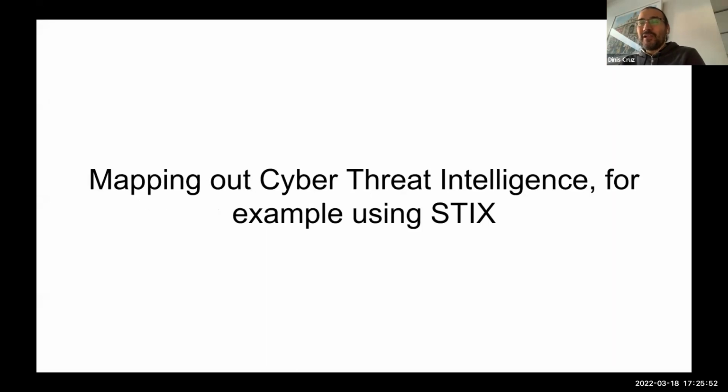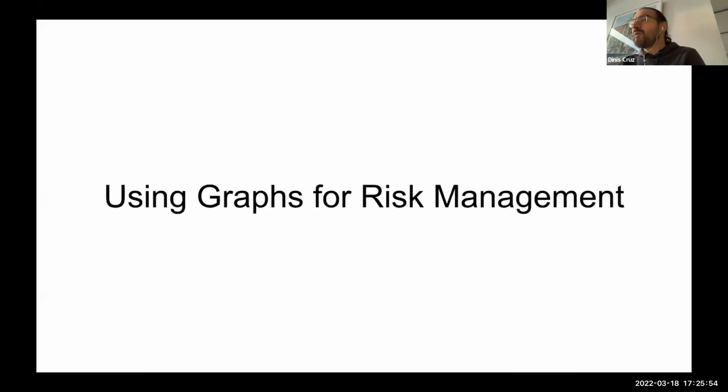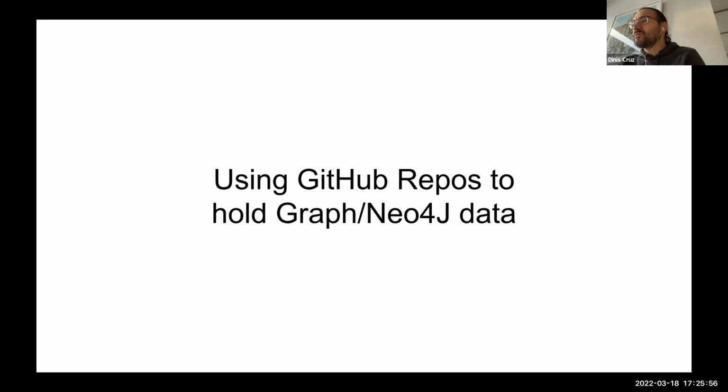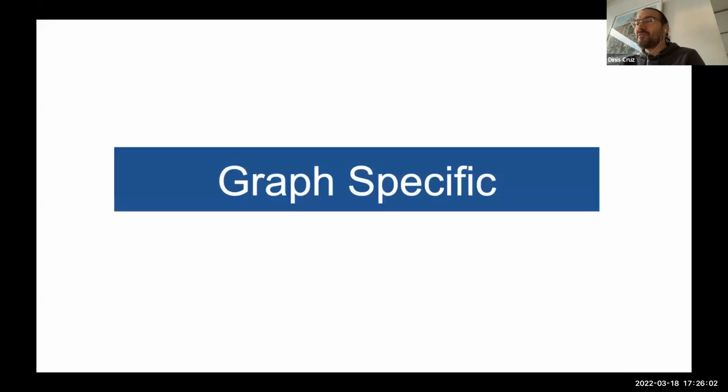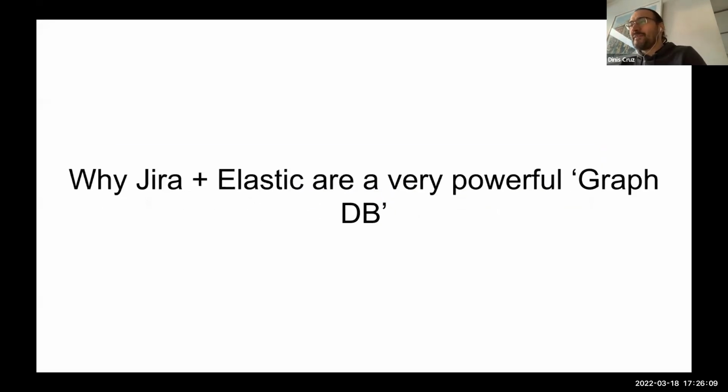So, cool. Let's skip this because there's a couple of topics here, but they are covered in the first part. I want to go more into the graph-specific parts of the conversation, because I think there are some topics here that I wanted to expand. So the first one is, I'm not sure if you've seen this, but several times I mentioned why Jira and Elastic are a very powerful graph database.